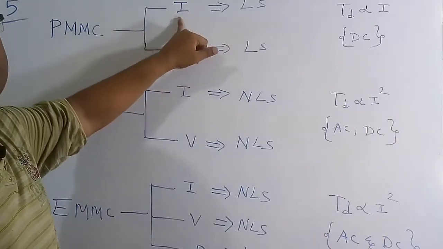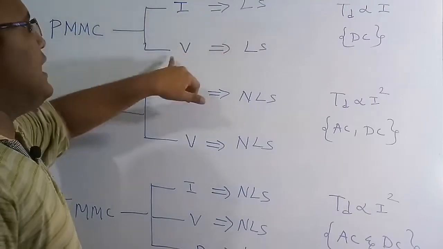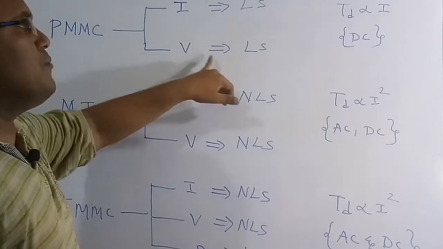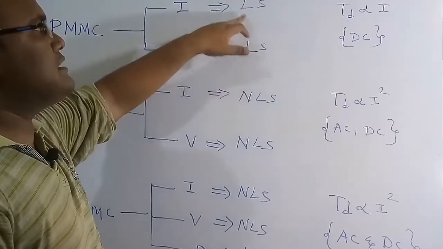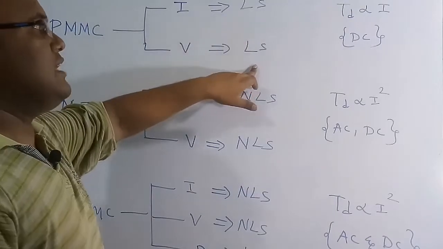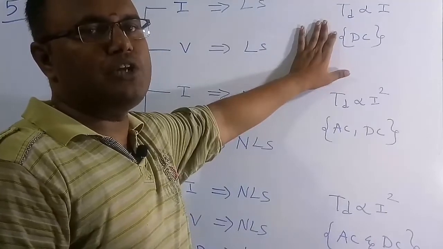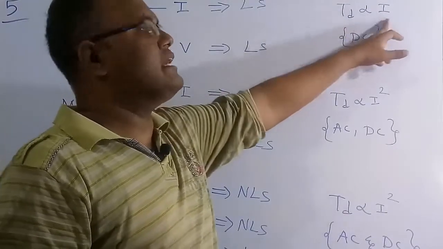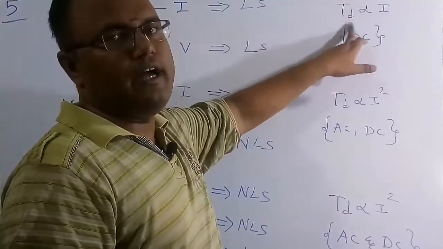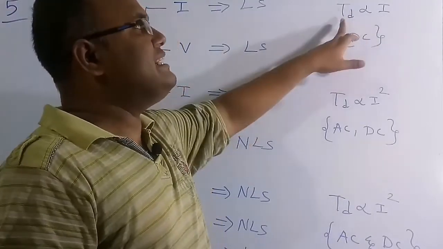Current is measured with the help of an ammeter, and voltage is measured with the help of a voltmeter. Both will have the same scale, and the nature is a linear scale. Here in the PMMC, the deflection torque is directly proportional to current. Therefore, whenever the current is positive, TD is positive, and whenever the current is negative, TD is also negative.